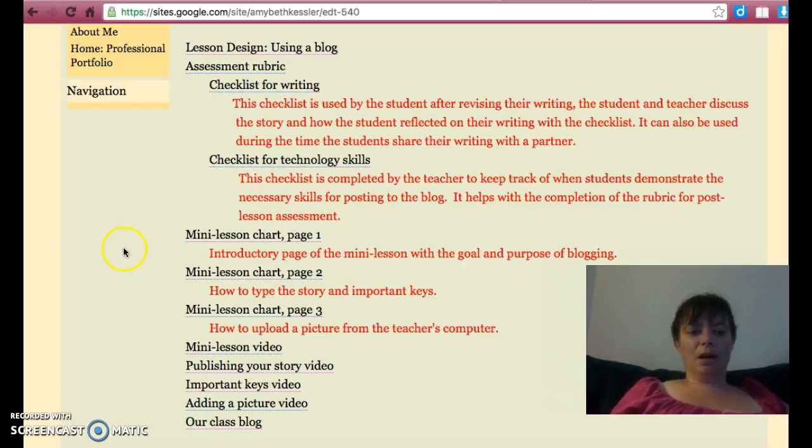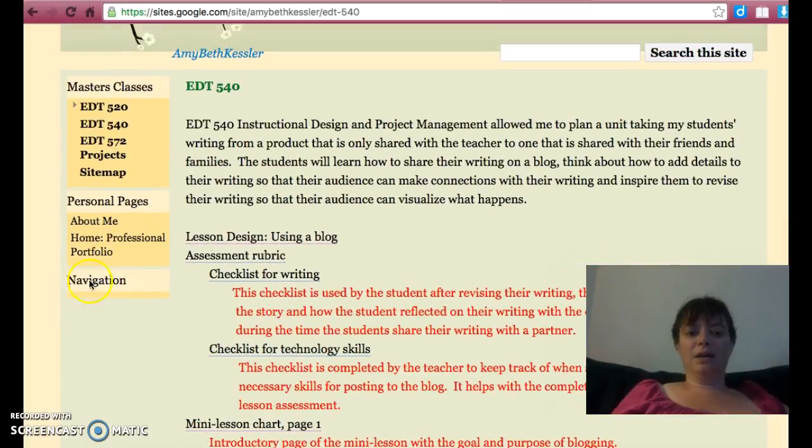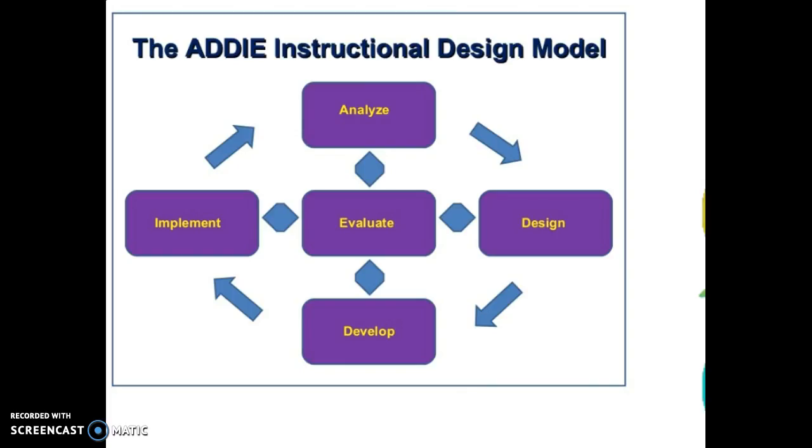When I was working on the lesson design, I used the ADDIE model as my design model. I started by analyzing what I wanted to do, which was have my students be able to communicate their stories with a wider audience and to think about their audience in order to add details. I started to design my unit by taking the writing lessons that would be the background knowledge, and then figuring out what they needed to be able to do technologically in order to access the blog and publish it.